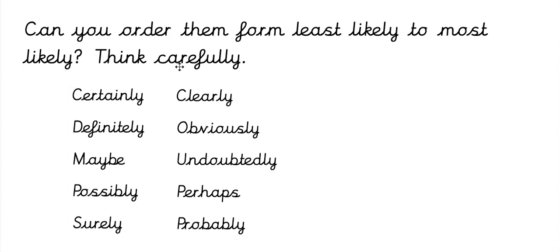So, as I've said, these all indicate how possible something is in a sentence. So what I would like you to do now is order them from least likely to most likely. So least possible to most possible. So how I would do it, I would draw a line on your piece of paper and I would put least likely on the left hand side and most likely on the right hand side, and I would then put those words onto that line. Pause the video now and have a go at doing that.